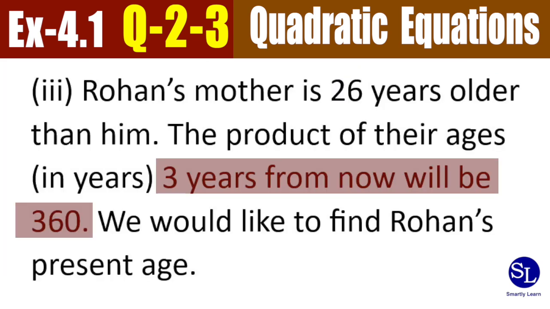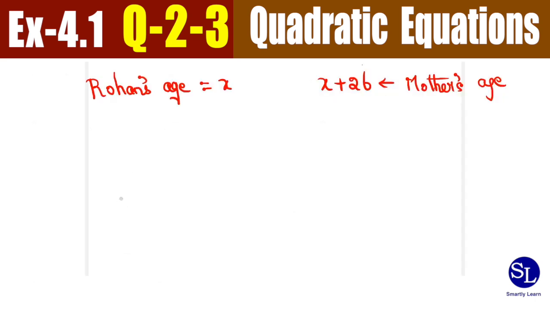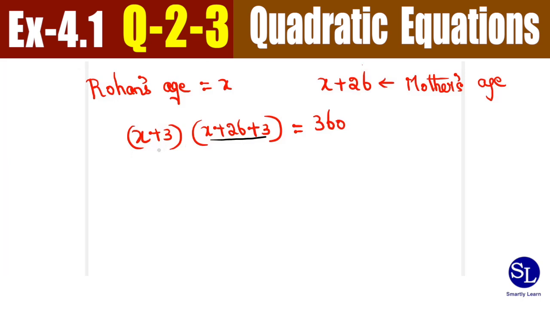3 years from now, the product of their ages will be 360. So if Rohan's present age is x, 3 years from now, Rohan's age will be x plus 3. Similarly, mother's age 3 years later will be her present age, which is x plus 26, plus 3. So the product of these two numbers is 360. Now let's find the quadratic equation. Before that, let's do this part of simplification. So (x plus 3) into (x plus 29) is equal to 360.